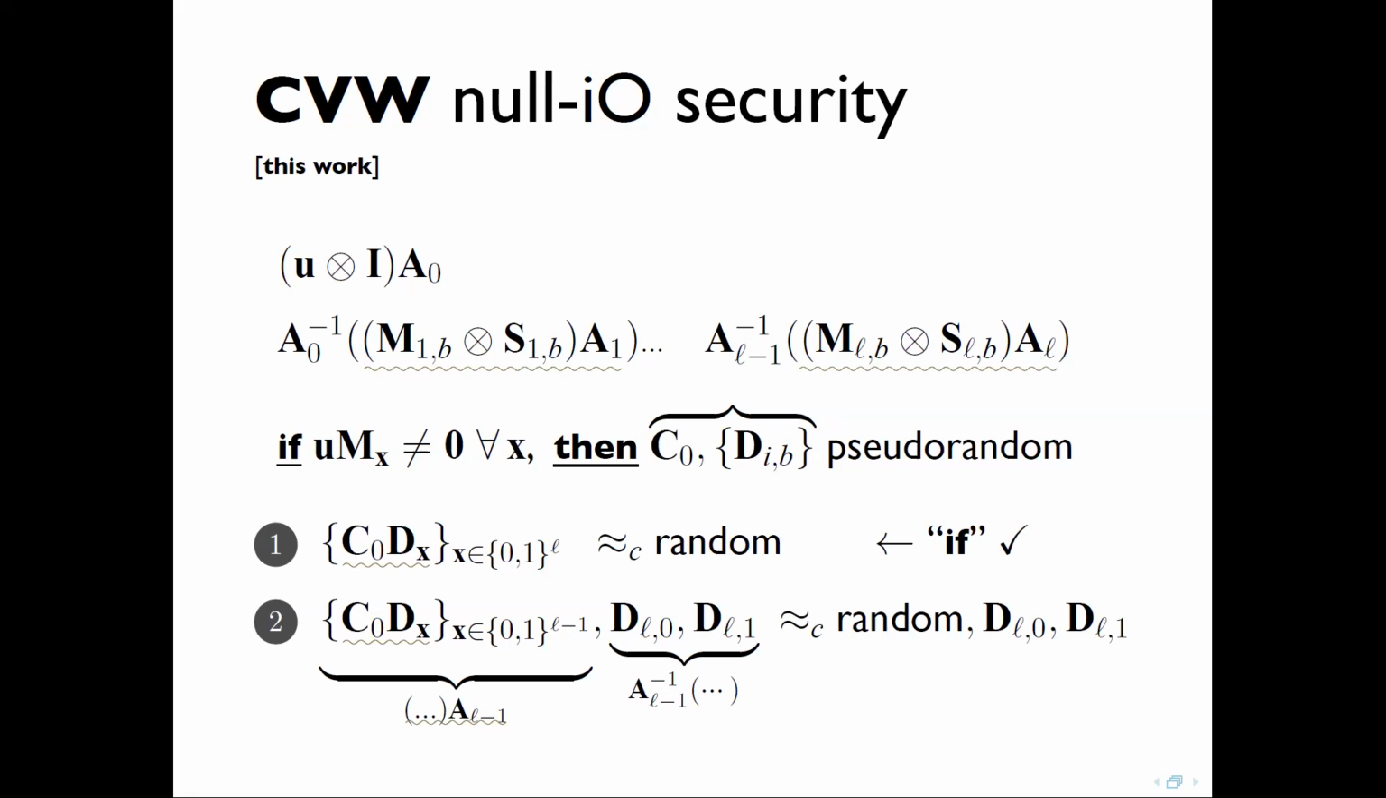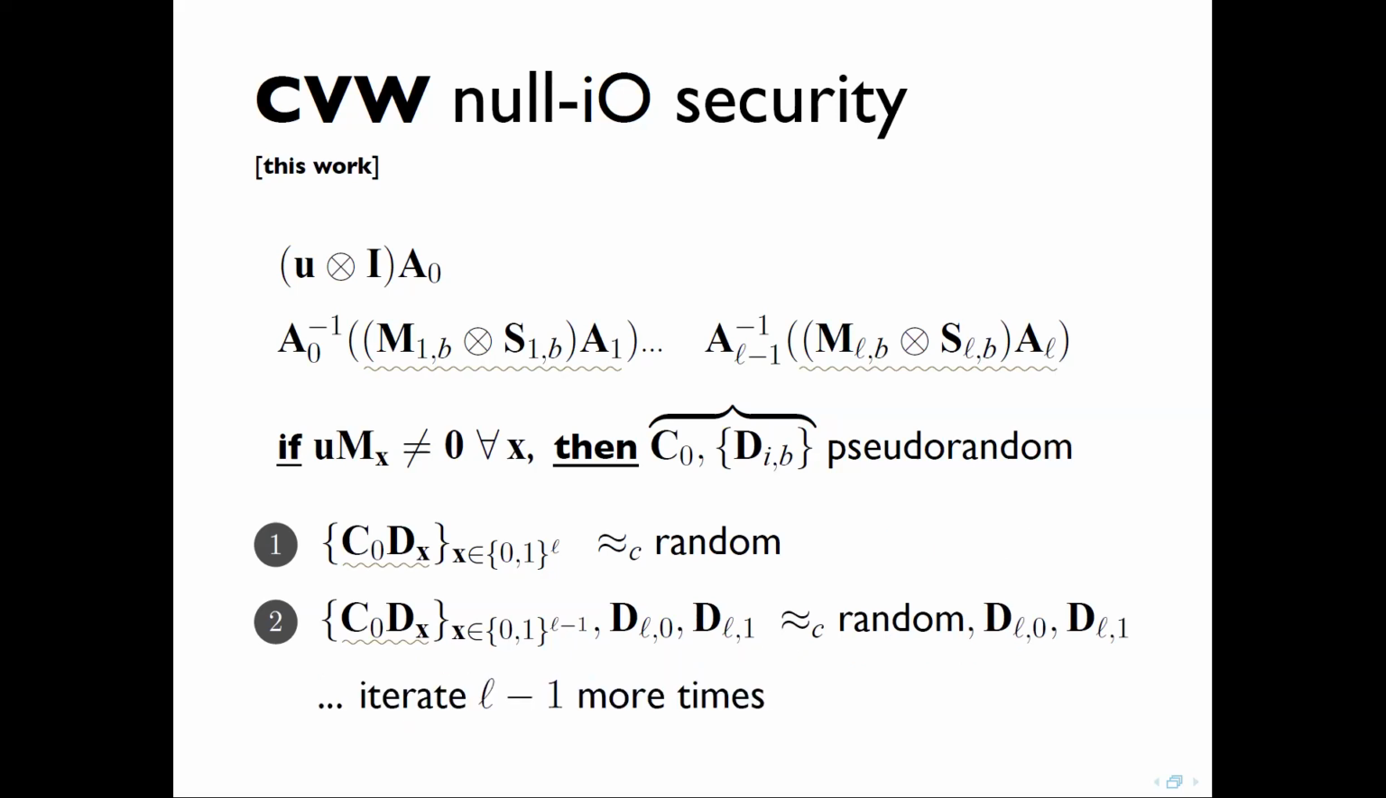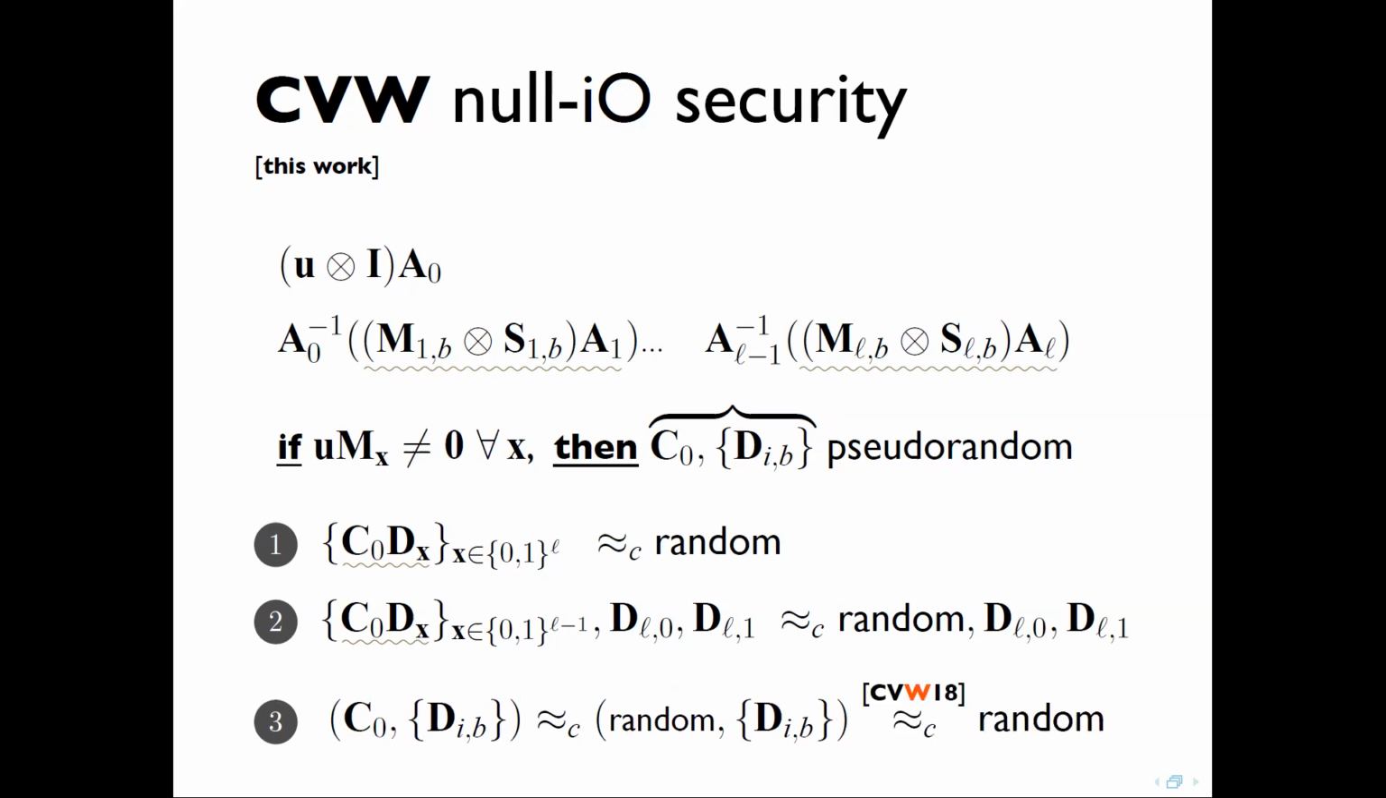You can iterate this argument L minus 1 more times, with L minus 1 more invocations of the evasive LWE assumption, and you get to a point where you can argue that C0 is pseudo-random given all of the D encodings. At this point C0 is completely random, which means that C0 completely hides A0. Then you can run an argument from our earlier paper, which allows you to deduce that all of these D matrices are pseudo-random as well. The basic idea is that since C0 now hides A0, you can treat A0 as the LWE secret to deduce that the first pair of the D encodings are pseudo-random, and that will hide the A1 matrix.